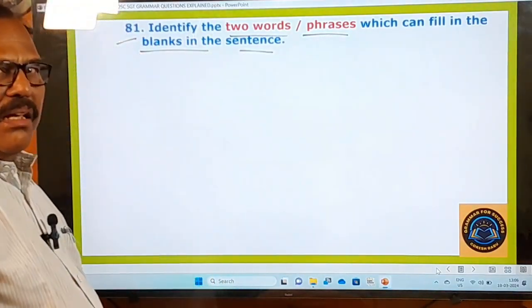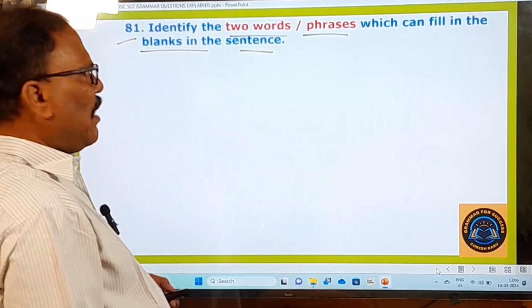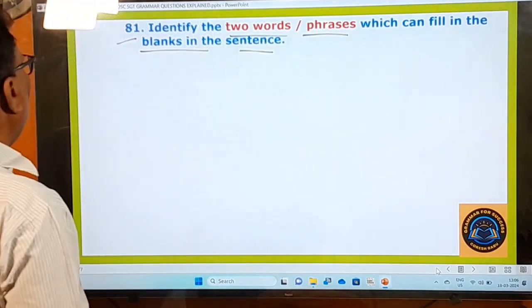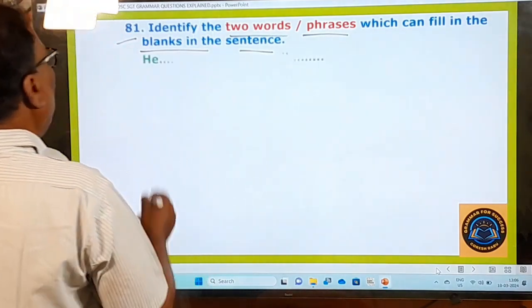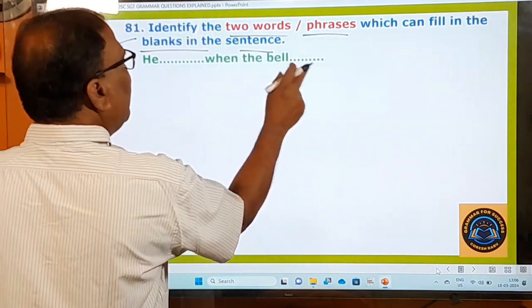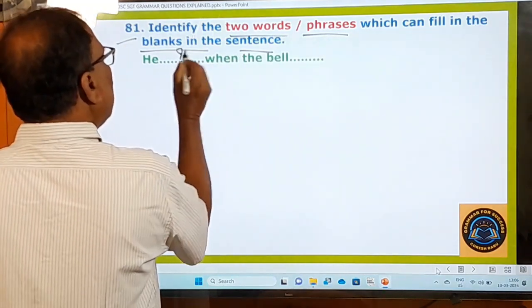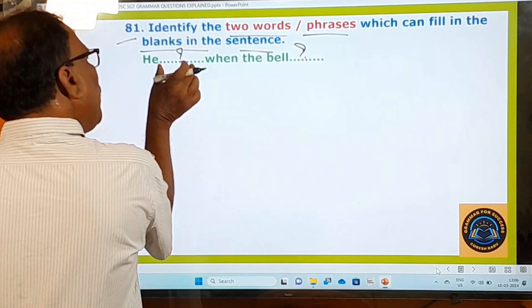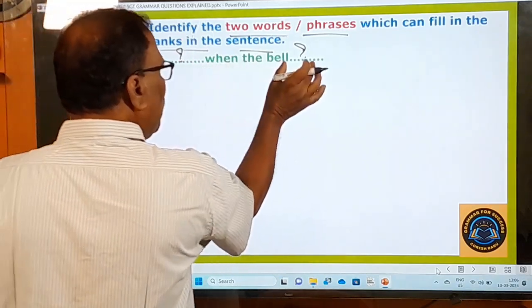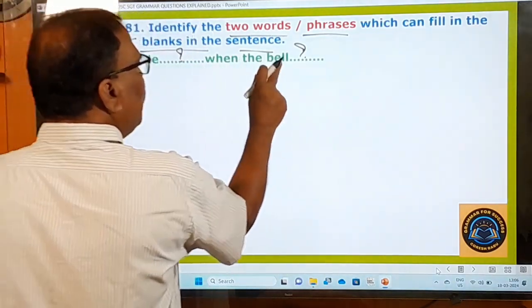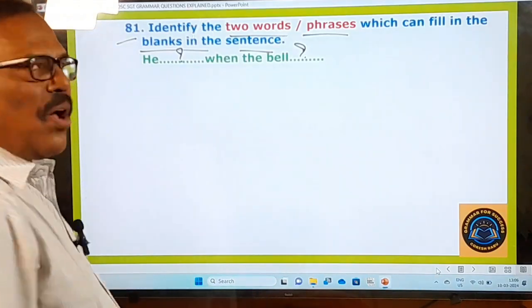Again, it is a question about filling in the blanks. What is the statement given here? "He dash when the bell dash." So the first blank, and this is the second blank. What is to be used in the first blank? What is to be used in the second blank? "He dash when the bell dash." That is there. So what are the options given here?